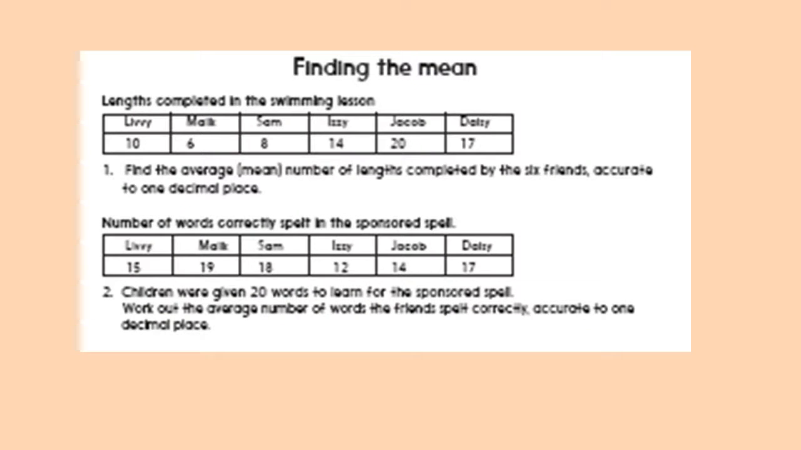So we've got here some lengths that were swum in a swimming lesson. And I'd like you to find the average of these. So you're going to need to add them up and divide them by the number of children you've got to get your average, to get your mean. And I'd like you to give your mean to one decimal place, please.